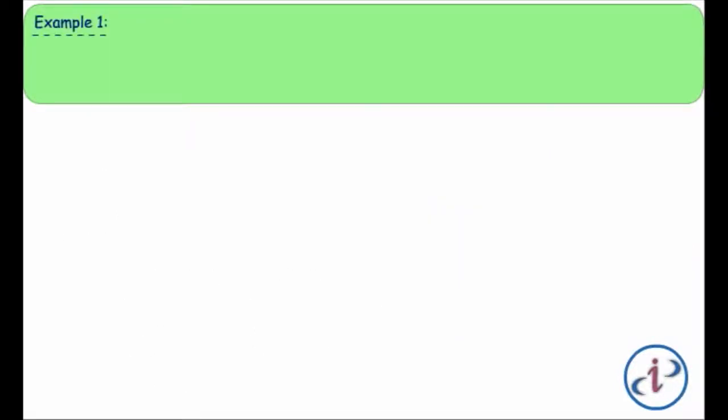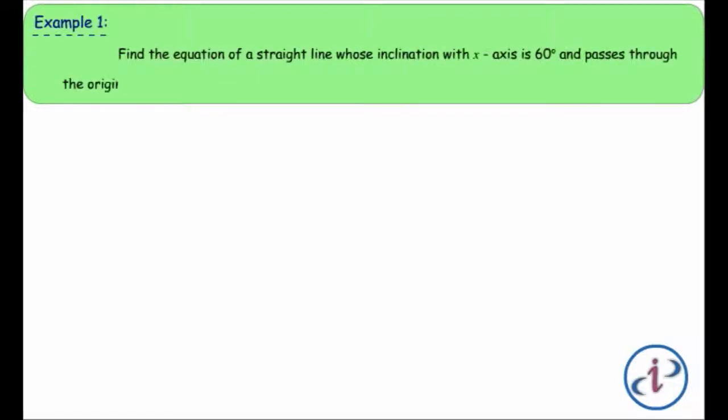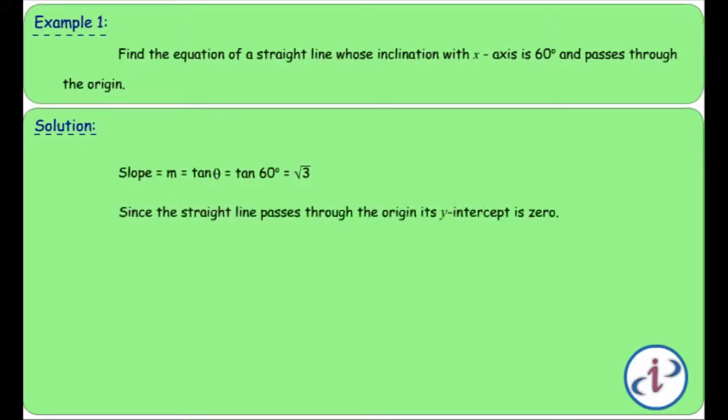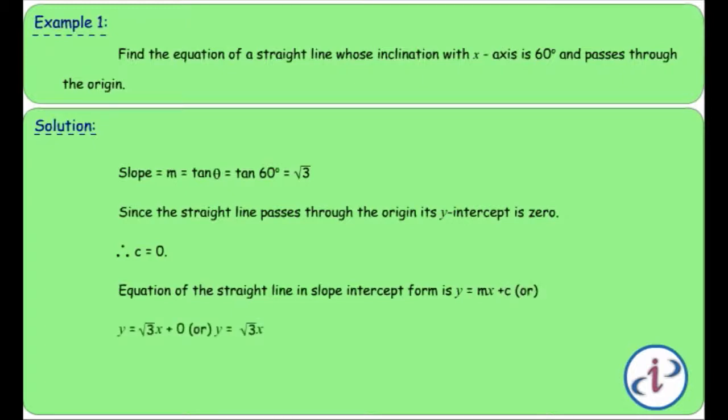Find the equation of a straight line whose inclination with the x-axis is 60 degrees and passes through the origin. The slope of the given line is m is equal to tan theta, that is, tan 60 is equal to square root of 3. Since the straight line passes through the origin, its y-intercept is 0 and hence c is 0. In other words, the equation of the straight line in slope-intercept form, y is equal to mx plus c, is y is equal to square root of 3 times x.